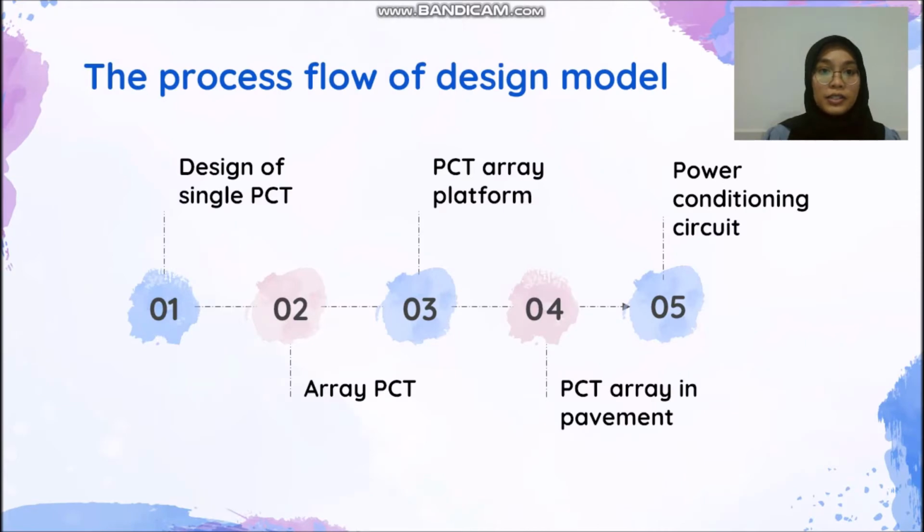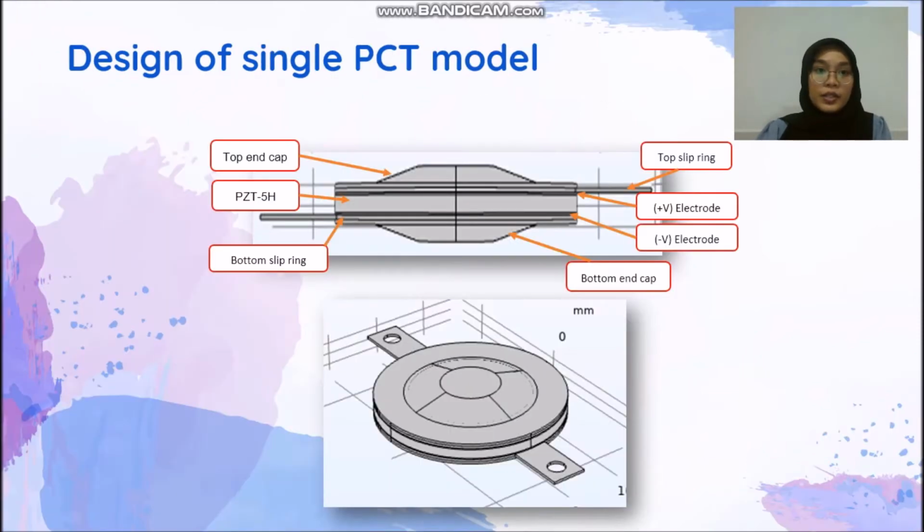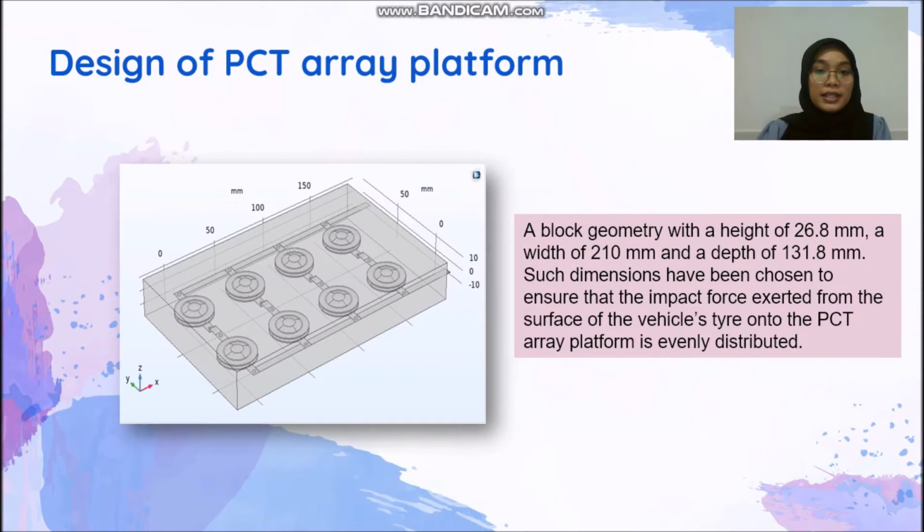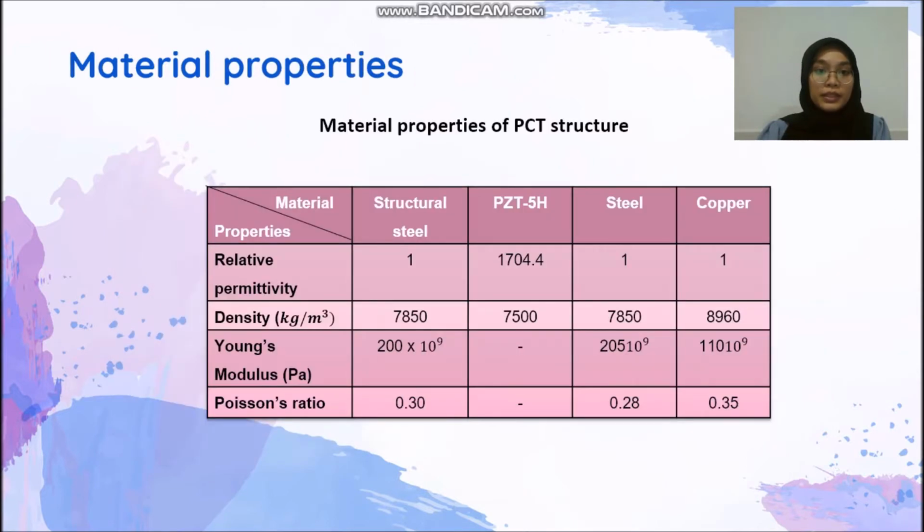This is the process flow of the design model. As you can see here, the first step is that we design the single PCT. The second step is the array PCT design, and then the platform. The fourth one is the pavement, and the last one is the design of the power conditioning circuit. So this is the design of the single PCT model, and this is the design of the array PCT model, and this is the platform, and this is the material properties for the overall PCT model with the platform.